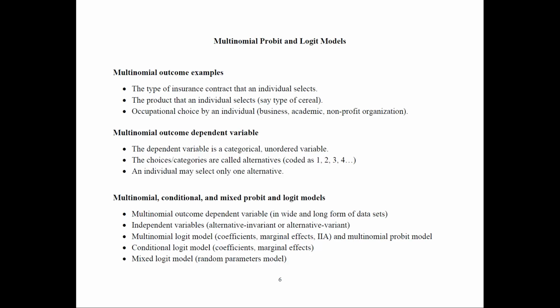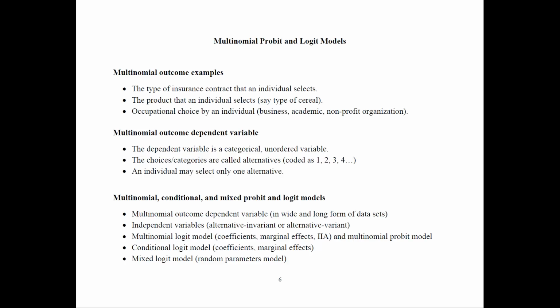Then in the video we will discuss the multinomial outcome dependent variable, where we have wide and long forms of data sets, which means are the choices on separate rows or in one long row. We will talk about the independent variables. Do they vary with the alternative or the choice that the individual makes, such as the price or the quantity of an alternative, or do they not vary, such as income and education, which are specific to the person?